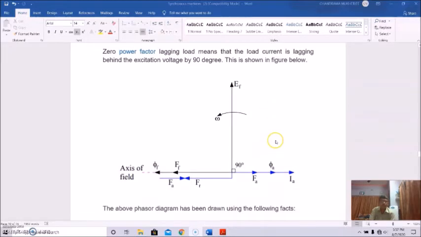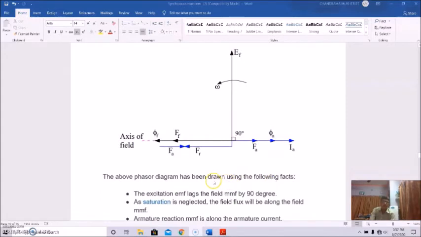So in this figure, this is the axis of the field, and this is the rotation of the rotor. This phasor diagram has been drawn using the following facts. The excitation EMF lags behind the field MMF by 90 degrees. This is the excitation EMF, lagging behind the field MMF or field flux by 90 degrees. And saturation is neglected, so the field flux will be along the field MMF. So this phi F and F F are in the same phase.